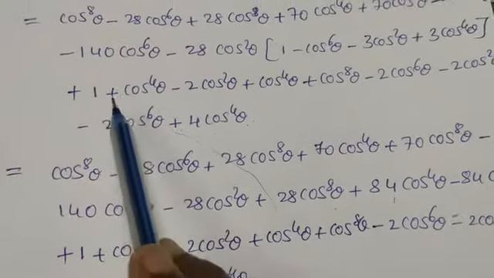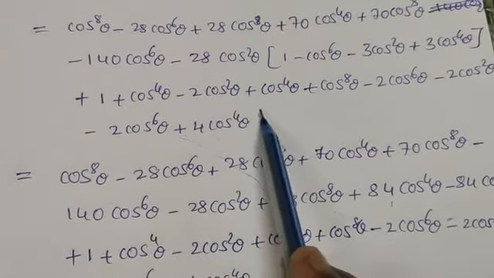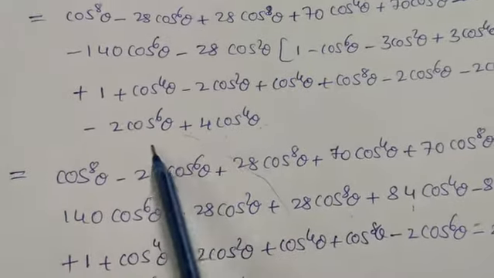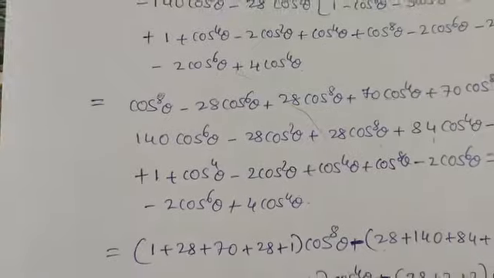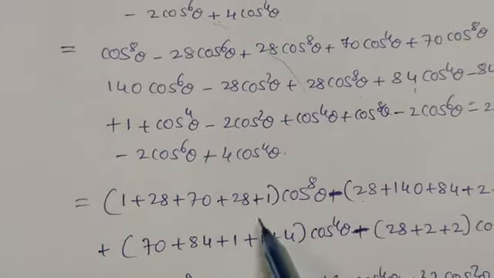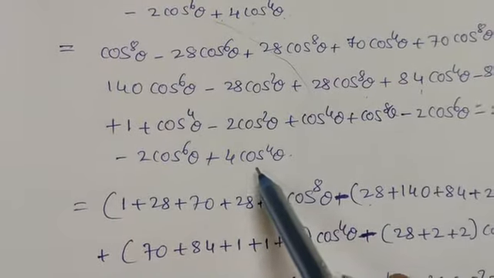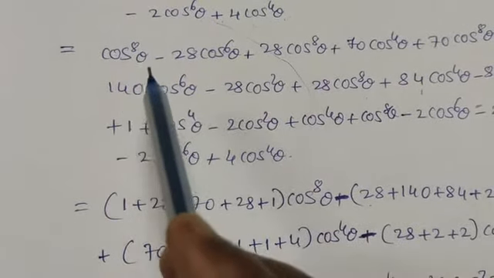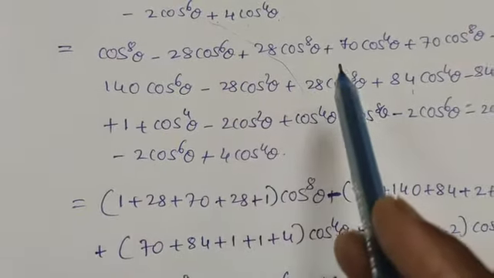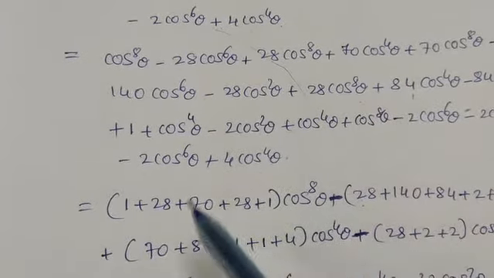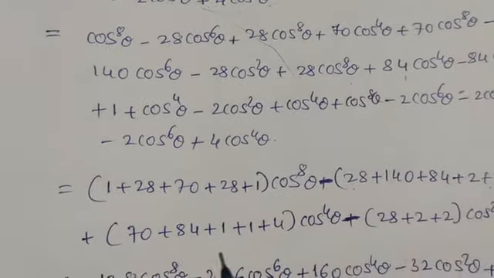And then plus, there is no simplification in the remaining terms. You just write the remaining terms as it is. Next, this expansion contains different terms, that is we have cos raised to 8, cos raised to 6, cos raised to 4, cos square, cos and constant terms. Let us separate the terms.